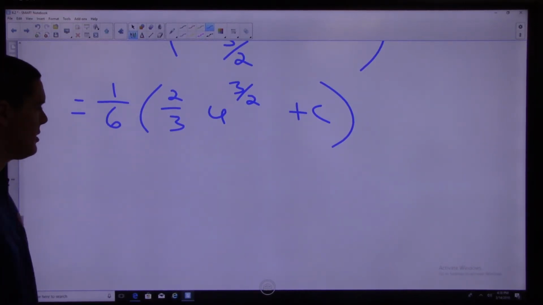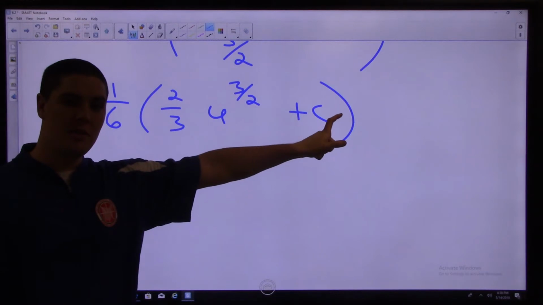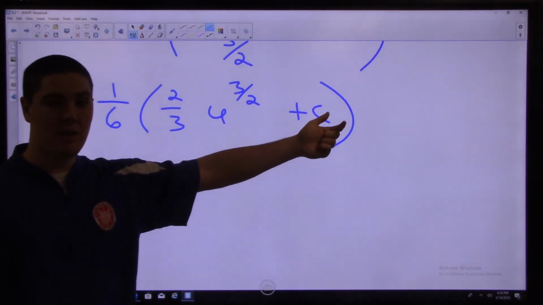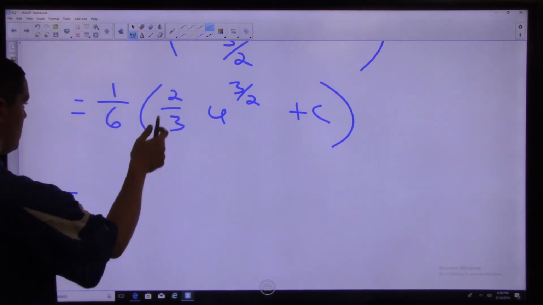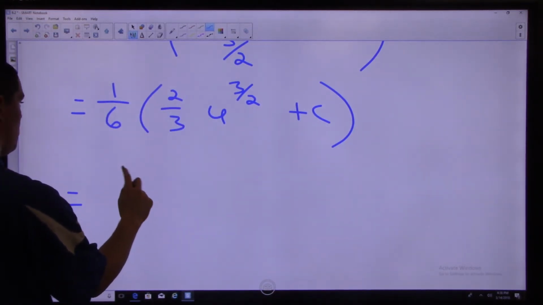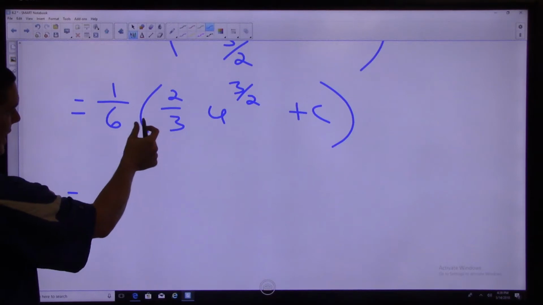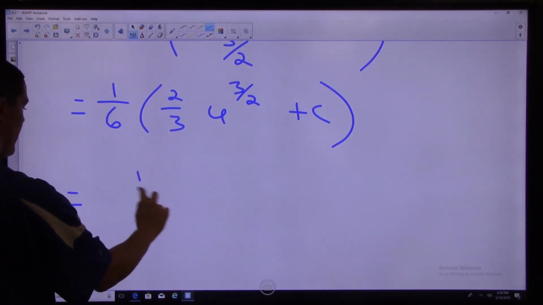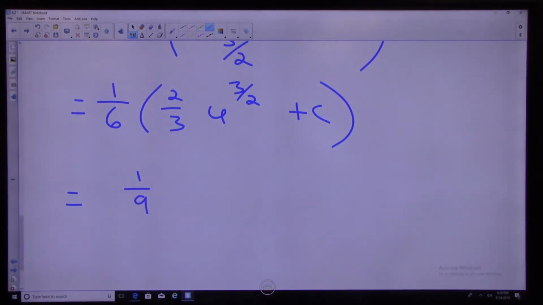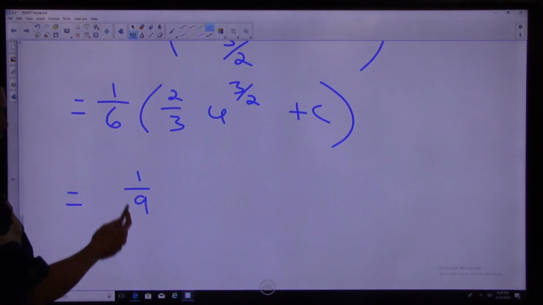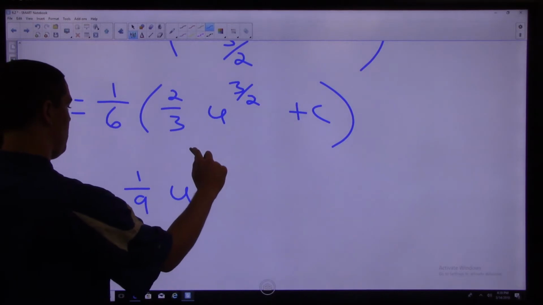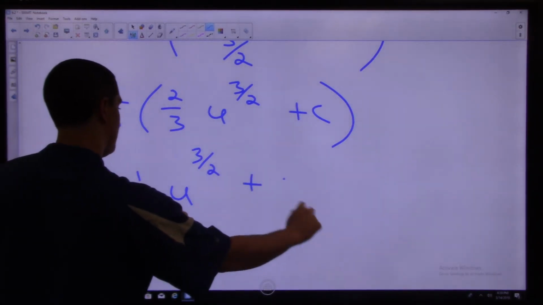You don't really have to because, guys, I don't know what this constant is. If I take 1/6 times a constant, I've still got a constant. So I'm still going to write it as plus c. When I multiply fractions here, it would be 2 over 18. So isn't that 1 over 9? Hopefully you follow that. 1 times 2 is 2. 6 times 3 is 18. 2 divided by 18 is 1/9. So it's going to be 1/9 u to the 3/2 plus c.